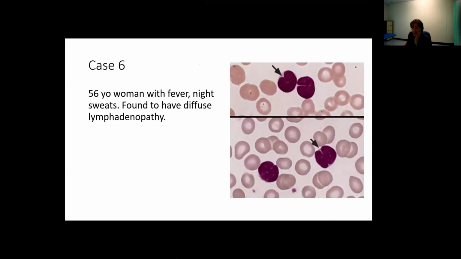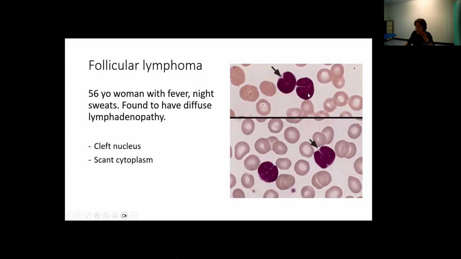Good. So the next case is a 56-year-old lady who presented with fever and night sweats, and on examination had widespread lymphadenopathy. If you saw these circulating in her blood, these are, again, small, mature lymphocytes, but there is an indentation here in the nucleus. And on this one, it's on both sides, but this is much more in keeping with a follicular lymphoma. You don't see this terribly often in the peripheral blood, but you certainly can.